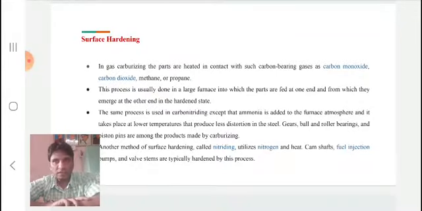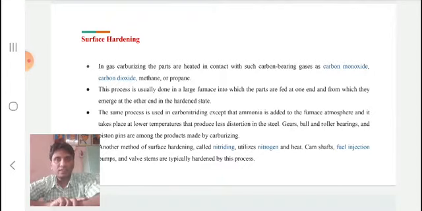But there is also another method called gas carburizing. The parts are heated in contact with carbon bearing gases such as carbon monoxide, carbon dioxide, methane, or propane. So on whichever part we need to do surface hardening, that part is brought in contact with the carbon bearing gases, that is carbon monoxide, carbon dioxide, methane or propane, and then it is heated.